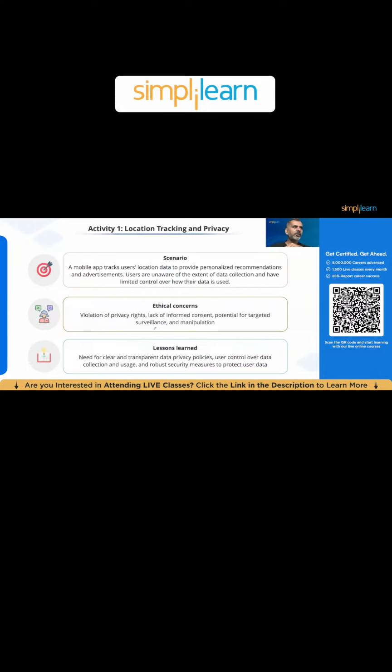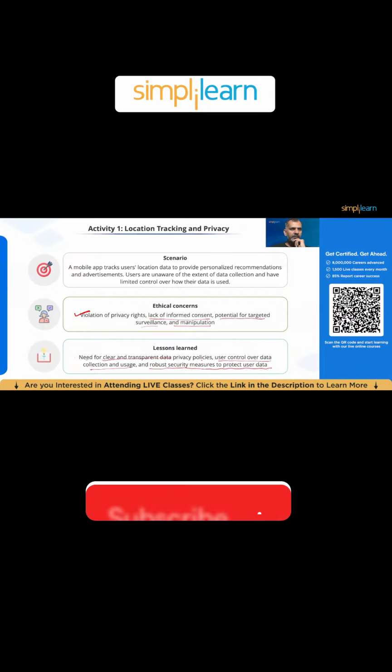So going with the scenario, we can say that it is actually a violation of privacy rights, lack of informed consent, potential for targeted surveillance, and manipulation. So these are some ethical concerns that are listed here. And what are the lessons learned? We need clear, transparent data privacy policies. You have to put user control over data collection and uses, and then put robust security measures in place to protect user data. Are we good with these, guys? Lessons learned and ethical concerns.